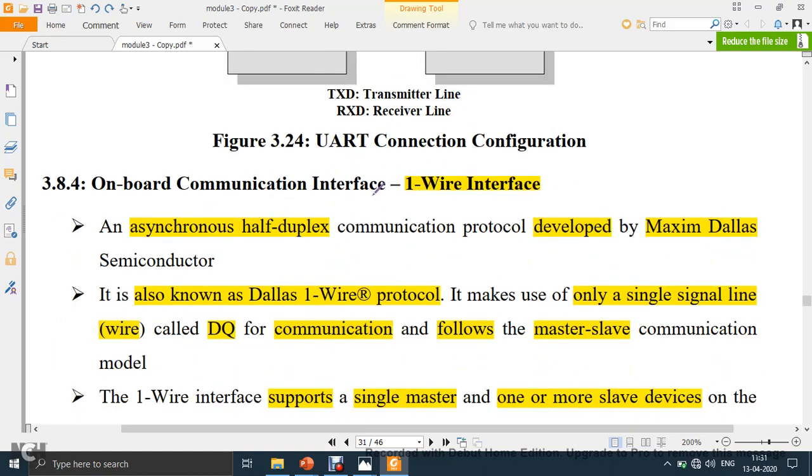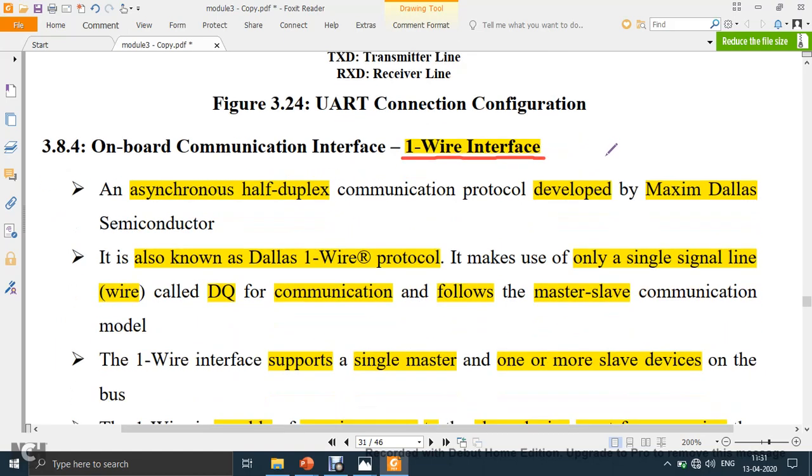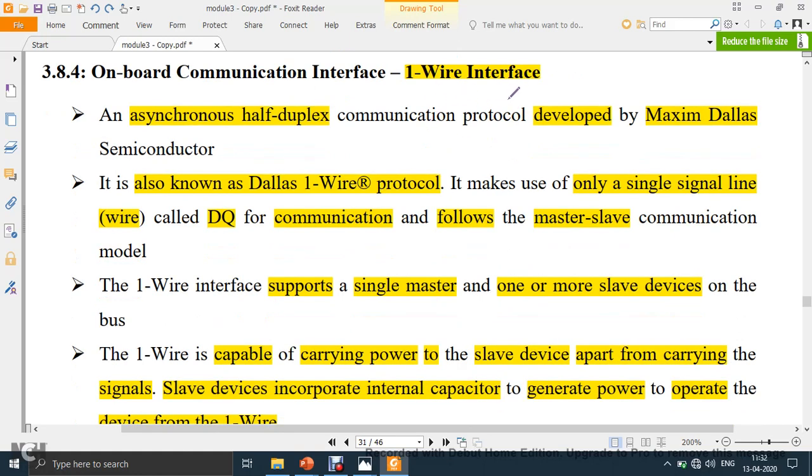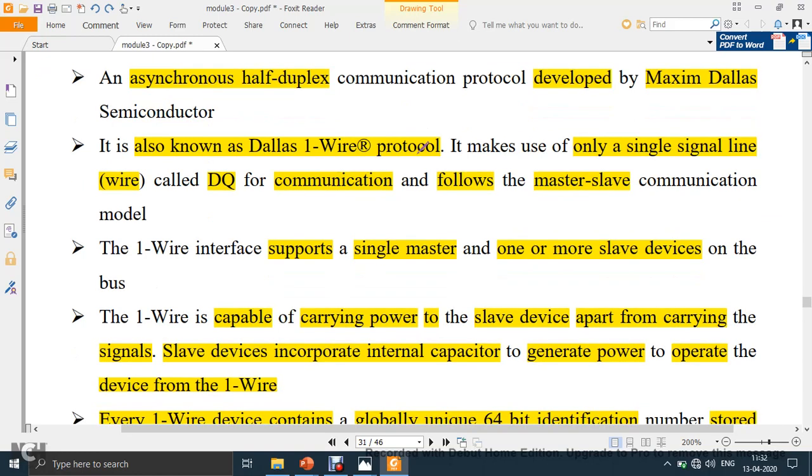Next, the fourth type of onboard communication is one wire. So till now we discussed I2C, SPI and UART. Now it is one wire. As the name itself indicates, only one wire is used for data communication. Till now we saw two wire, four wire, two wires, and now it is one wire. It is again asynchronous, half duplex, so one-way communication at any given point of time. It was developed by Maxim Dallas Semiconductor, which is the company name. UART is also asynchronous and one wire is also asynchronous.